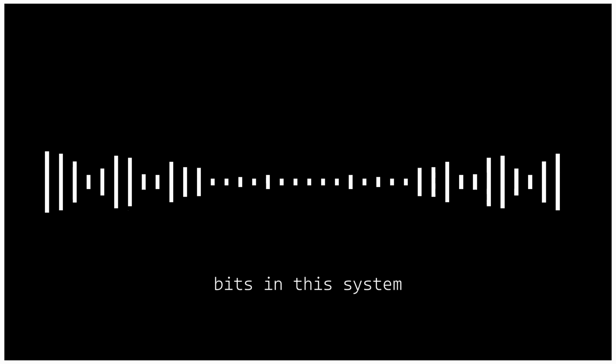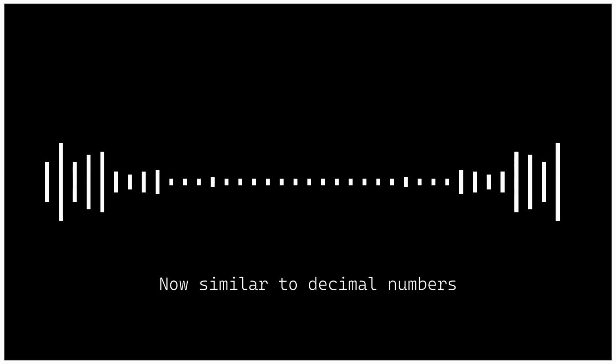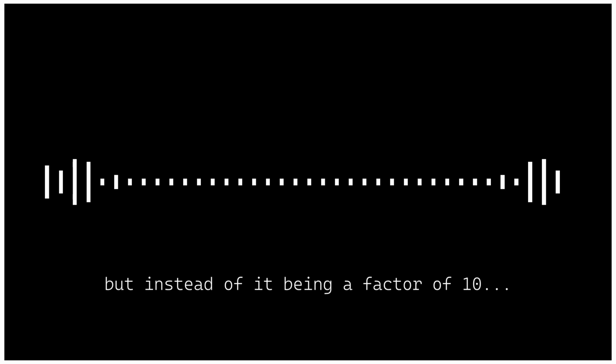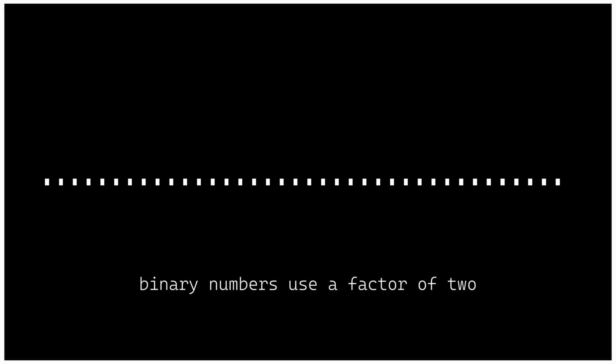Now these two numbers we call bits, and these are part of the binary system. You can kind of think of digits as bits in this system. Now, similar to decimal numbers, each bit can have a numeric value, but instead of being a factor of 10, binary numbers use a factor of 2. For example, if we go back to the decimal number 25, it will look like this in binary.